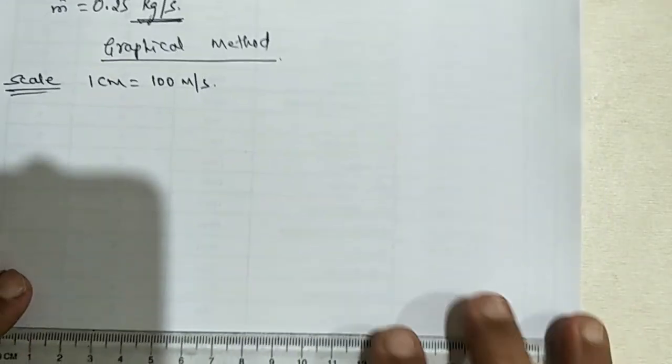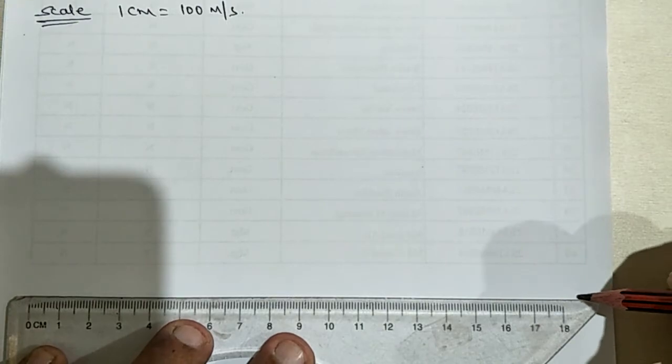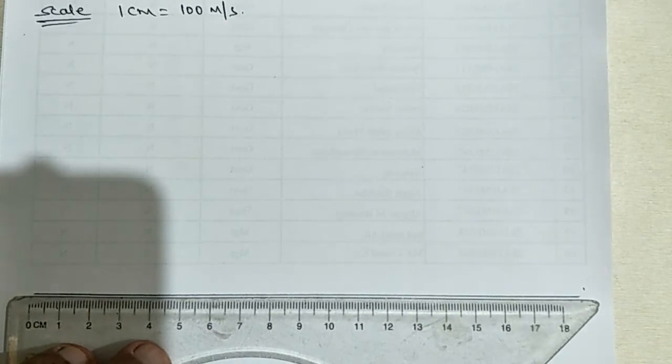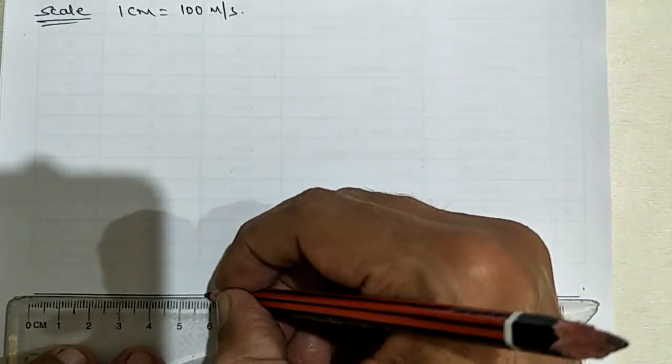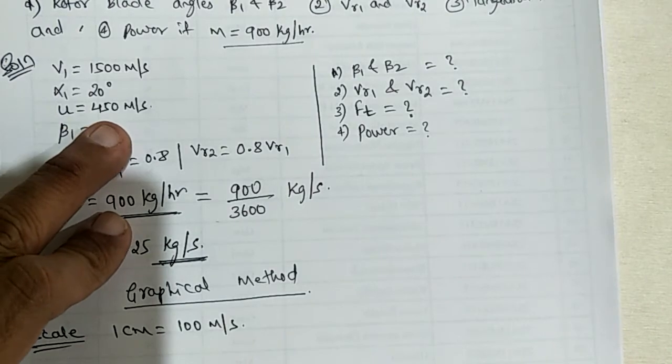Now I'm going to draw a horizontal line over here. This is a horizontal line, as you can see, and I'm going to locate point A somewhere here. So here, what is the value of u? U is 450 meters per second.